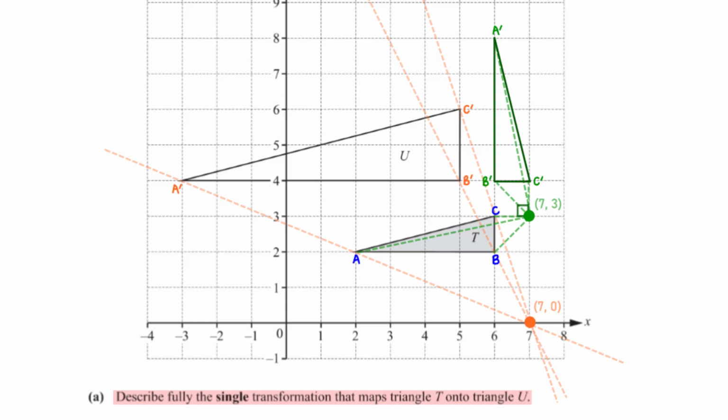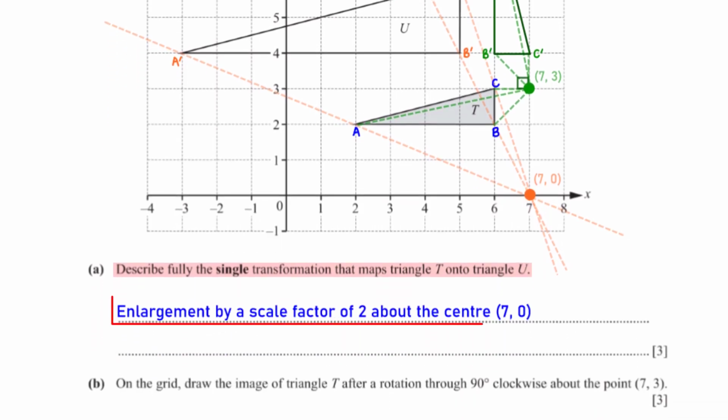From here, all we need to do now is to find the center of enlargement. We can get this by connecting at least two corresponding points on both triangles with a line. The intersection point of the lines is the center of enlargement. In this case, we get the center to be 7, 0. And so the full description for this transformation will be enlargement by a scale factor of 2 about the center 7, 0.